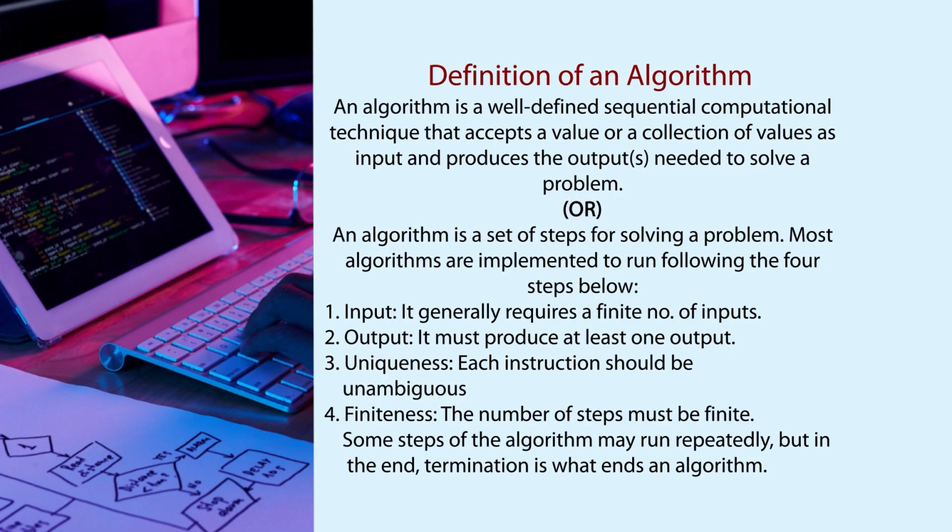Uniqueness, each instruction should be unambiguous. Unambiguous means there should not be any kind of ambiguity in any of the steps, okay. And the last is finiteness, the number of steps must be finite. The number of steps must be finite means the terminating time should be finite. So some steps of an algorithm may run repeatedly, that is in looping conditions, but in the end termination is what ends an algorithm in finite time.